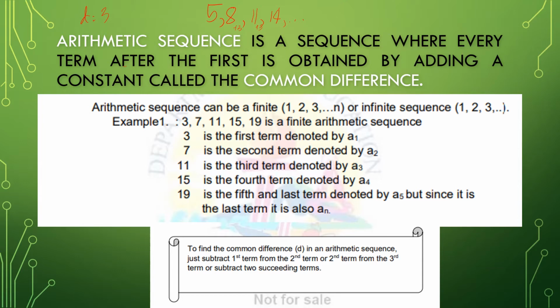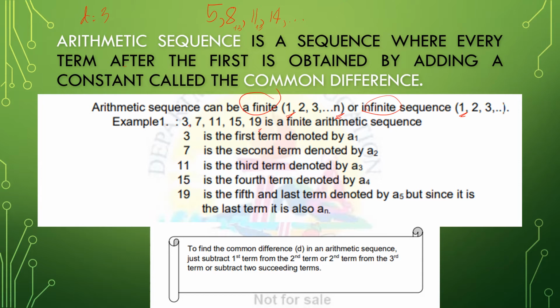An arithmetic sequence can be a finite or an infinite sequence. When we say finite arithmetic sequence, it has the first term and the last term. When we say infinite sequence, it has the first term but no last term. For example, we have here an arithmetic sequence 3, 7, 11, 15, and 19. It is a finite arithmetic sequence since it has a first term and the last term.